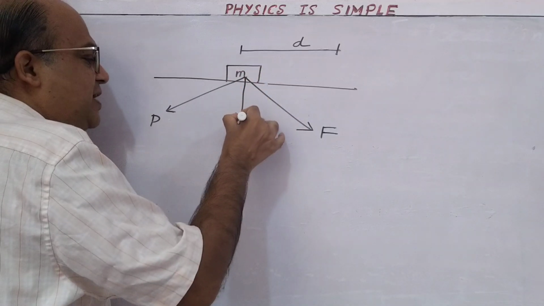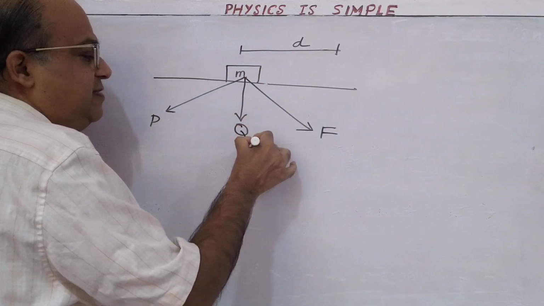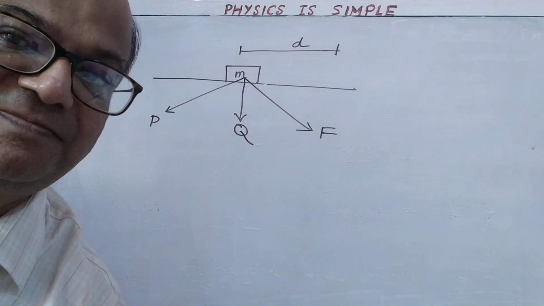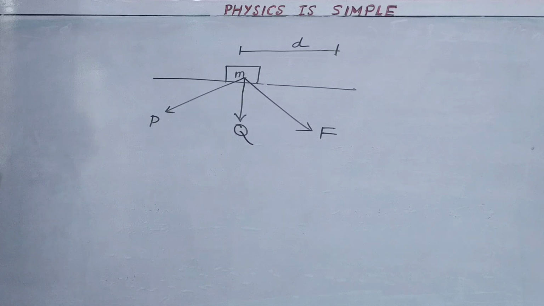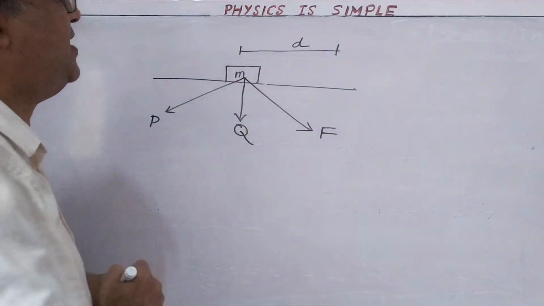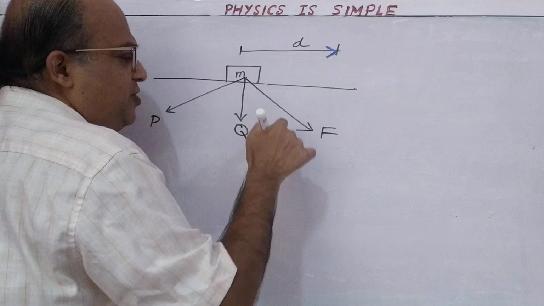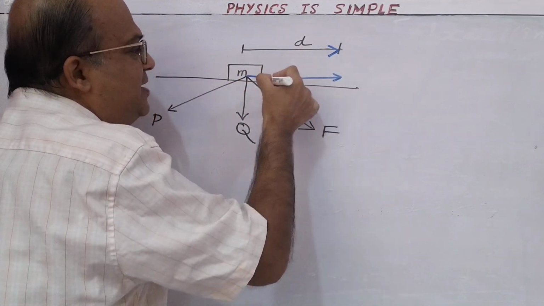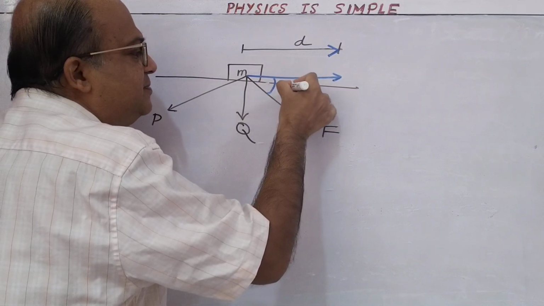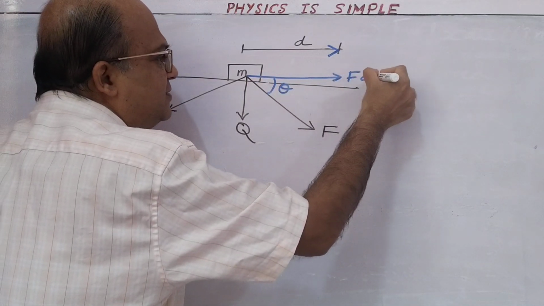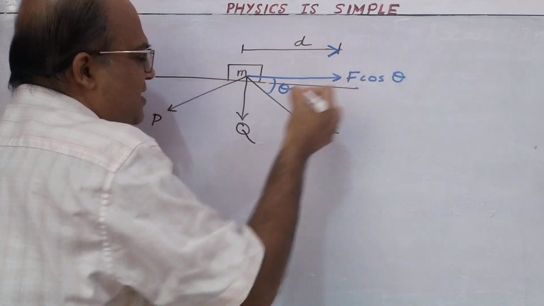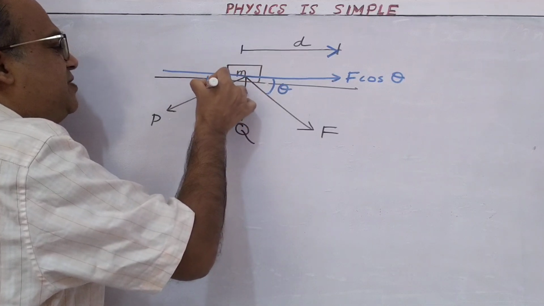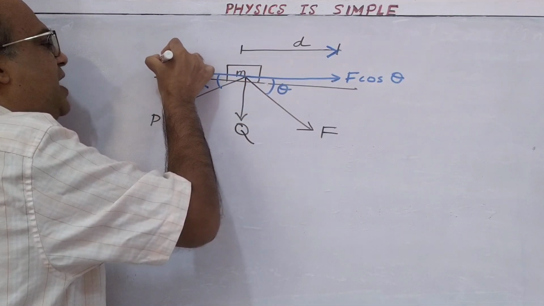And one force acting perpendicular like this, Q. So now there are three forces. And the body actually displaces in this direction. So this force has a component in the direction of displacement, F cos theta. This force has a component opposite to displacement, P cos alpha.